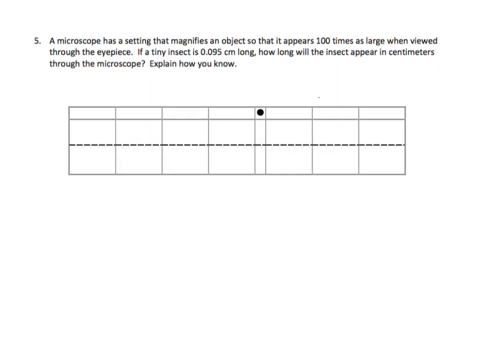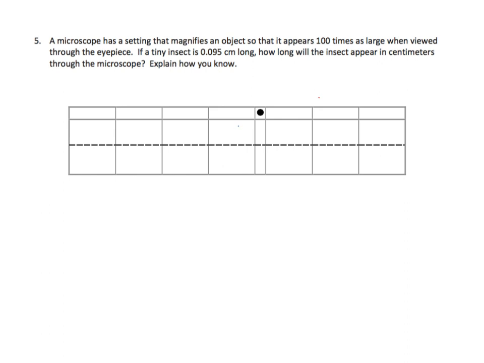Once again, I inserted a diagram to help us with this problem, and it would not be a bad idea for you to do the same. One, it shows your thinking using a diagram, but also it gives you a good basis for writing a few sentences about what you did. Just think about what you did when you set up and completed the diagram. A microscope has a setting that magnifies an object so that it appears 100 times as large as when viewed through the eyepiece. If a tiny insect is 95,000 centimeters long, how long will the insect appear in centimeters through the microscope? Explain how you know.